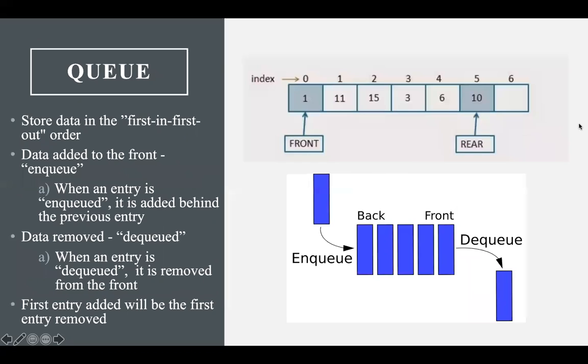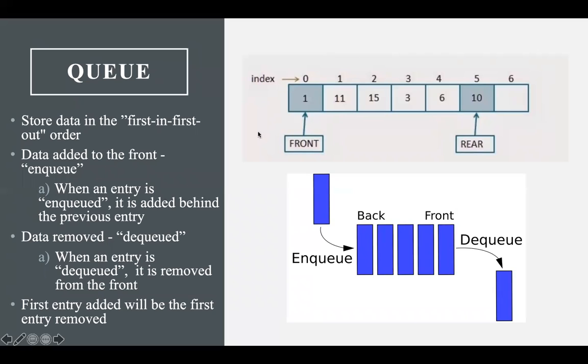Queue. In queue, the stored data goes in order, first in and first out. Data entered at the end is called enqueued. When an entity is enqueued, it is added behind the previous entity. When data is removed, we call it dequeued. So when an entry is dequeued, it is removed from the front. In queue, the first entry added will be the first entry removed.